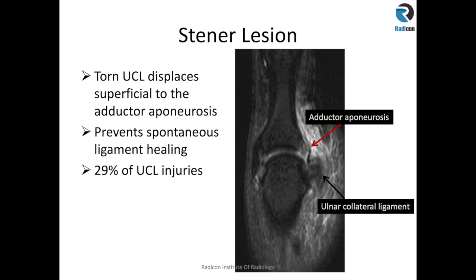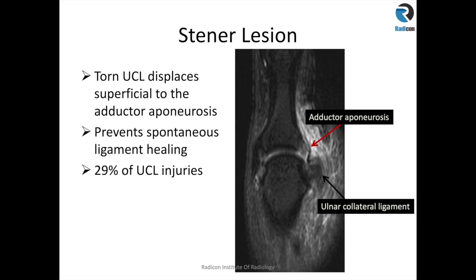One of the complications is a Stener lesion where the torn UCL displaces superficial to the adductor aponeurosis, and that prevents spontaneous healing, and it almost always requires surgical fixation to prevent further joint instability.